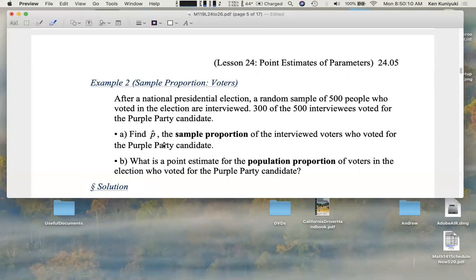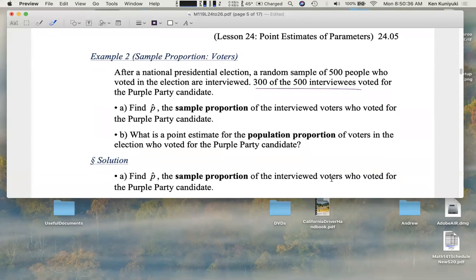Part A, find p hat, the sample proportion of the interviewed voters, the interviewees, who voted for the Purple Party candidate. Part B, what is a point estimate for the actual population proportion of voters in the election who voted for the Purple Party candidate? So maybe this is the result of an exit poll, and maybe we don't actually know what the results will ultimately be for this election. This could be an exit poll.